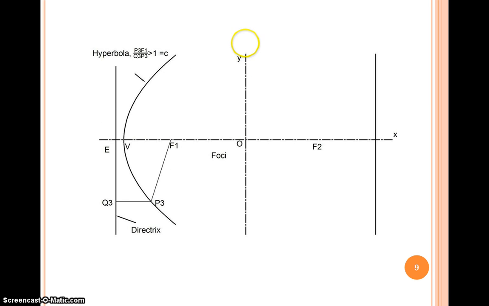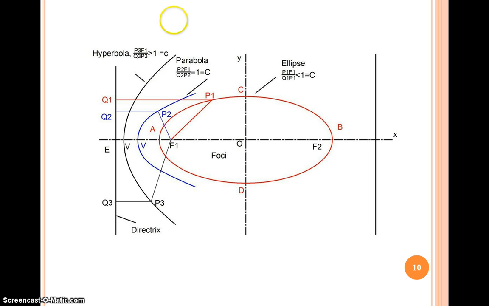The next one is a hyperbola. If you see here, the ratio of P3 F1 and P3 Q3 is greater than 1. So it is a hyperbola. So for the hyperbola, eccentricity is always greater than 1. So in all the figures you can see here, for the ellipse eccentricity is less than 1, for parabola it is exactly equal to 1, and for hyperbola it is greater than 1.